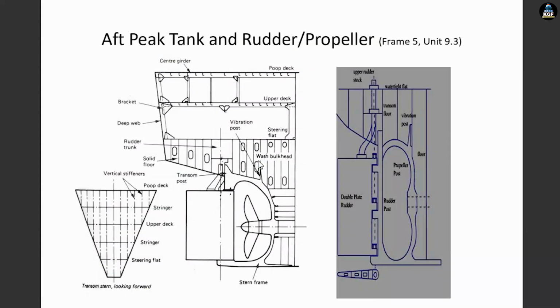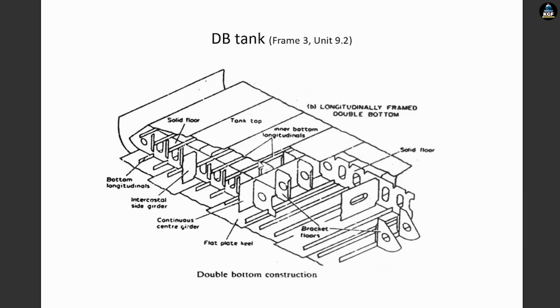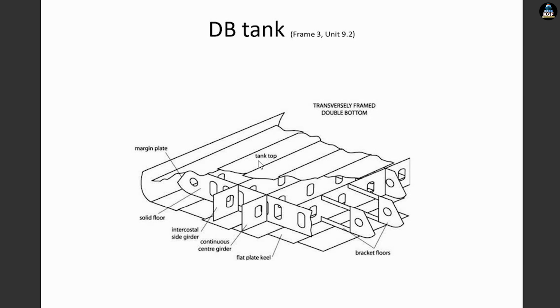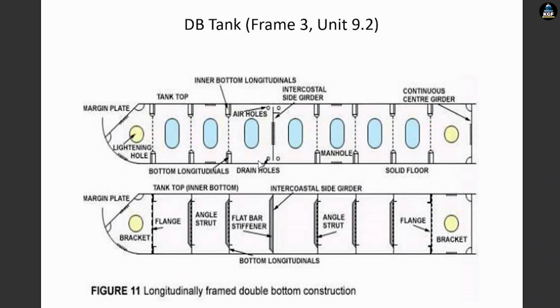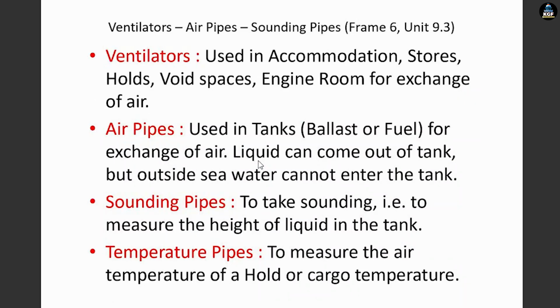So this is the diagram which you have to draw if there will be a question of aft peak tank and rudder or propeller. So this is the double bottom tank diagram or double bottom construction. The simple one, double bottom tank diagram, transversely framed double bottom tank. This is the transversely framed double bottom construction. Longitudinally framed double bottom construction.